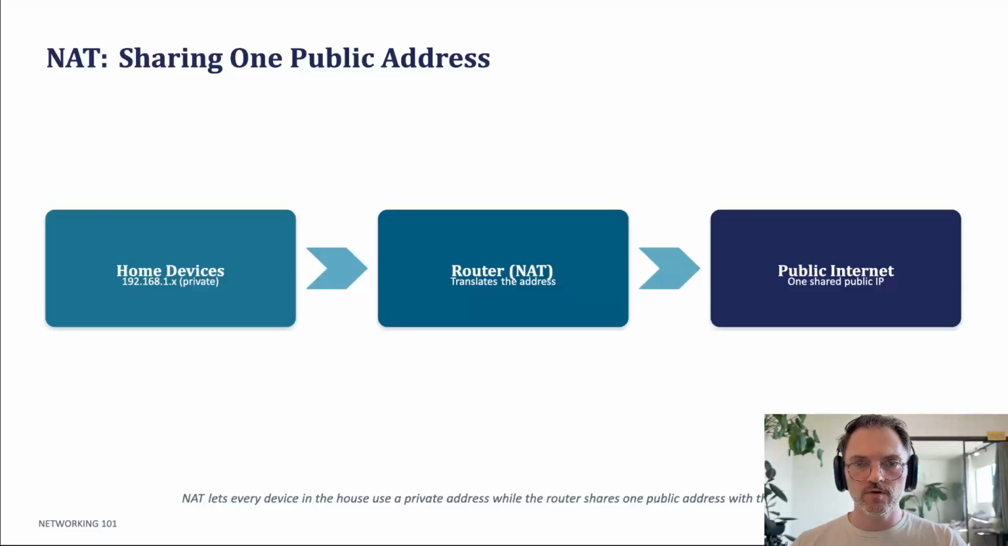So essentially, you have your home devices that are all going to be in the 192.168, let's say 1 range. Those are private addresses, right? But then the private devices in your home network send all their traffic to the router. The router uses NAT to translate your private address to a public address, the single public address that it has been assigned from your ISP. And then that public address is used to route on the internet. NAT lets every device in the house use a private address, while the router shares one public address with the internet.